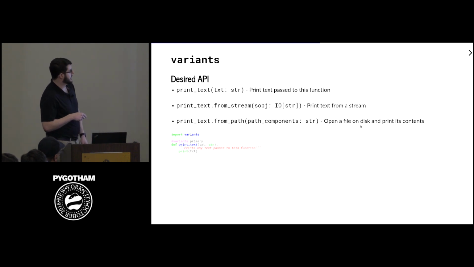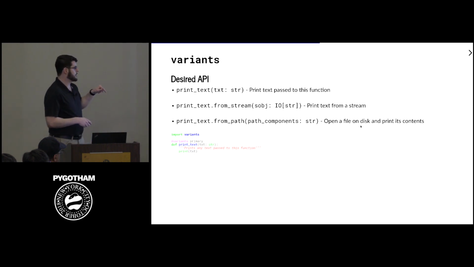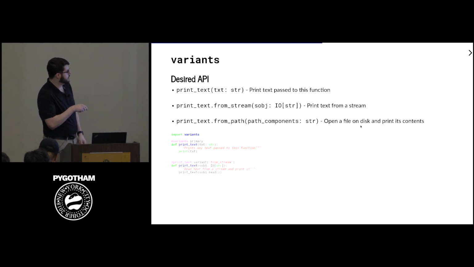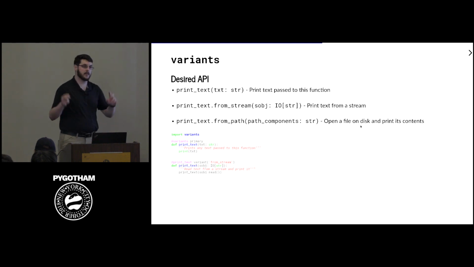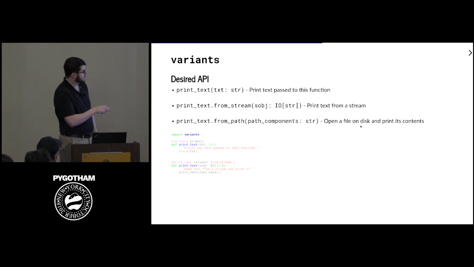So the way that'll work is you have your primary function, and you'll decorate it with this variants.primary decorator. And then that registers it as the primary. And then you do print text.variant, and then you call that with a string that is the name of the variant that you want. So to define from stream, I do variant from stream. And then I define another version of the function. And you'll notice that from stream calls print text. So the variant can call the primary.